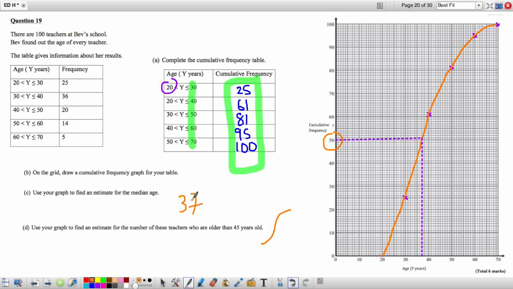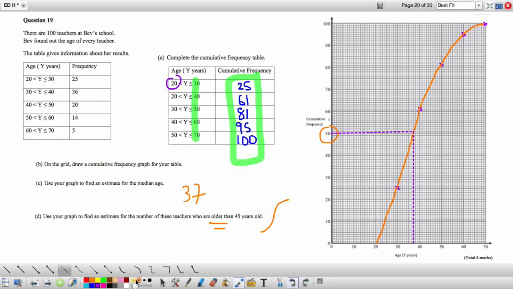In part D, use your graph to find an estimate for the number of these teachers who are older than 45. So similarly to the part before, but we're going to work in the opposite direction. So we're going to be starting on our x-axis, going across to 45, drawing a line up to the cumulative frequency and across.